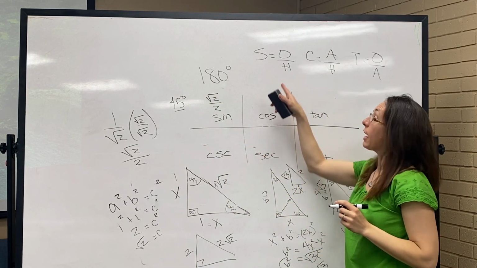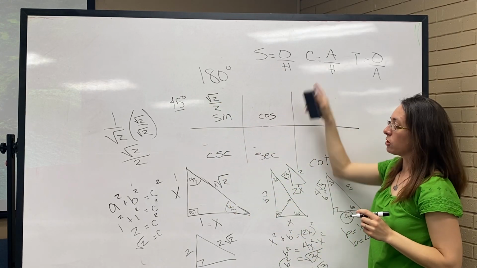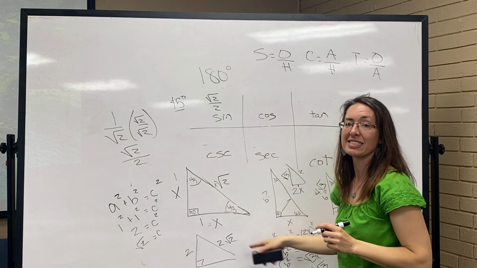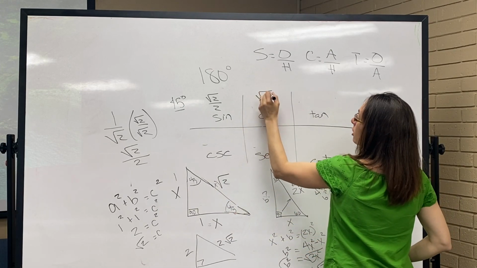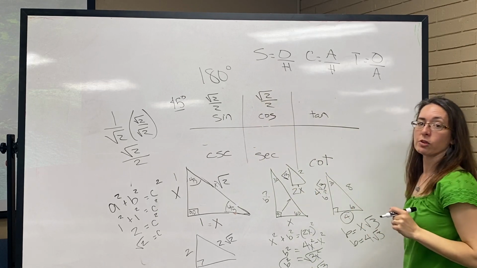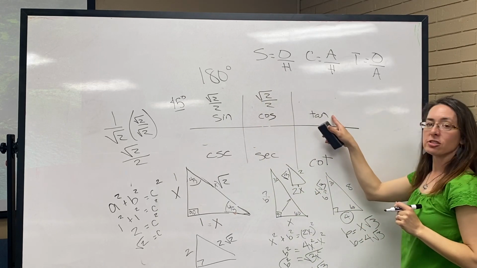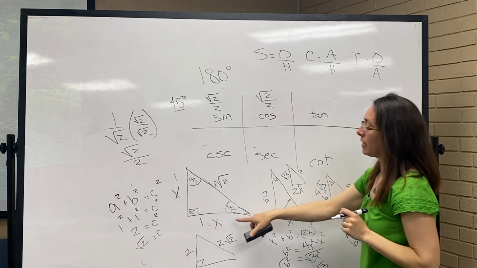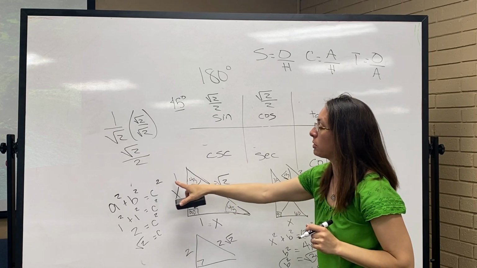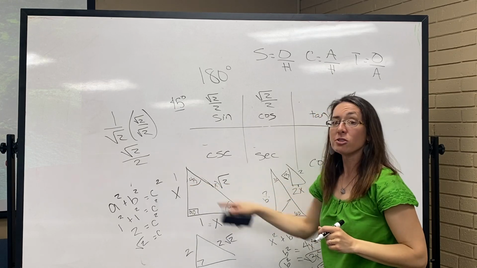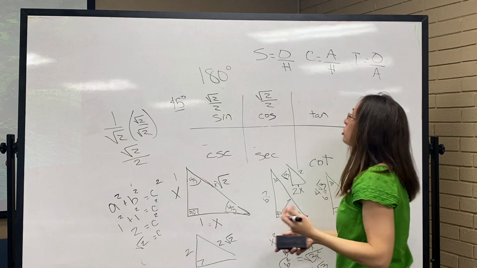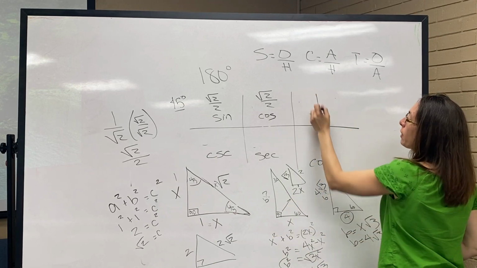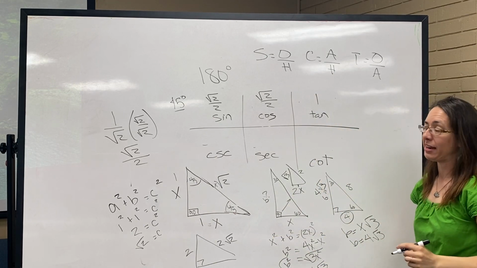Now we could work out our adjacent over hypotenuse, but we've already said that they're exactly the same. So we're going to say that our adjacent is the square root of 2 over 2 as well. Then there's a special value for our tangent. Tangent addresses the ratio between both sides, and both sides are exactly the same. So our tangent value will always be the value of 1.